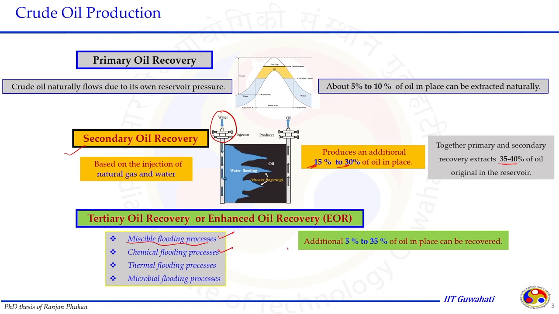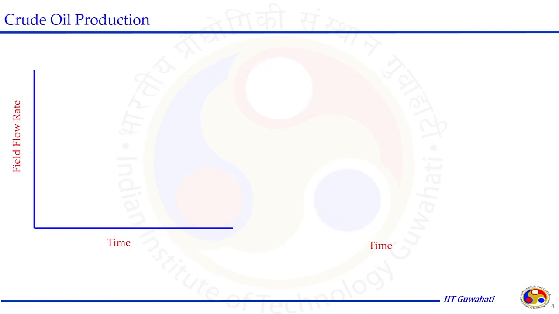The recovery with this tertiary or enhanced oil recovery process ranges from 5 to 30% depending on a lot of factors. Together, secondary and tertiary oil recovery processes are called IOR, or improved oil recovery processes. If we look at crude oil production in terms of flow rate and time, we can say the primary recovery reaches a certain production range and then starts declining. And that is the time we need to decide when to start the secondary process.